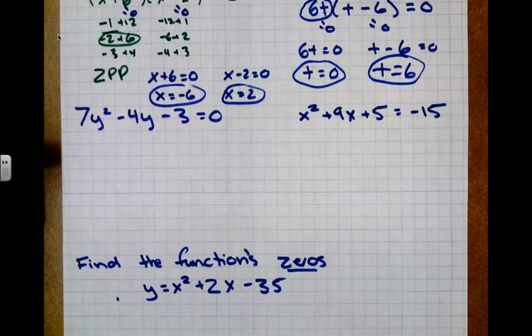Now, these last two. Looking at this one, 7y squared minus 4y minus 3 equals 0. Looking at this, I have an a value that is not 1.